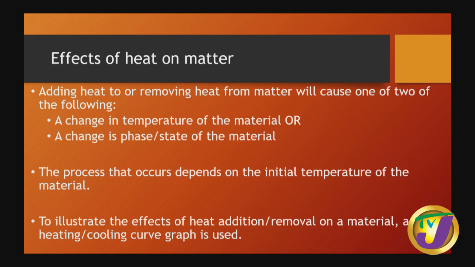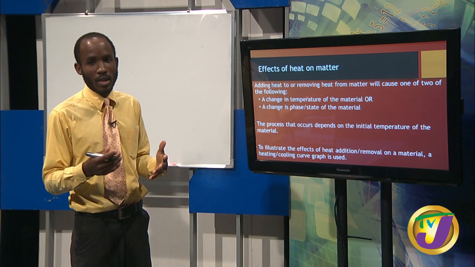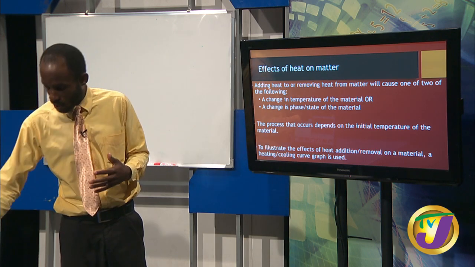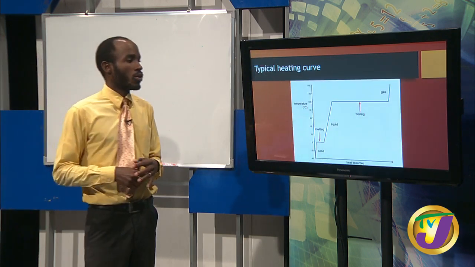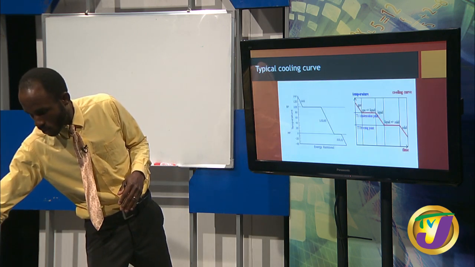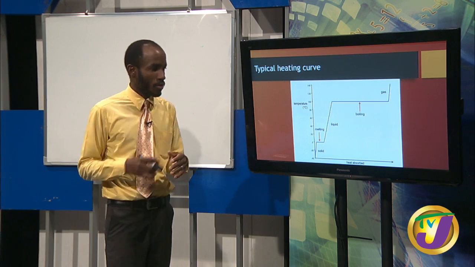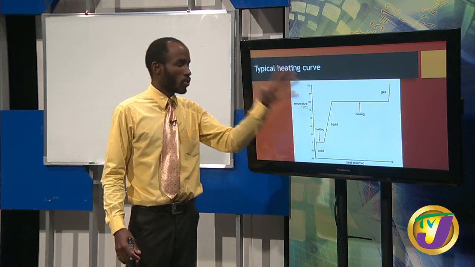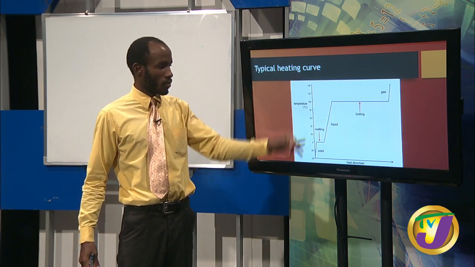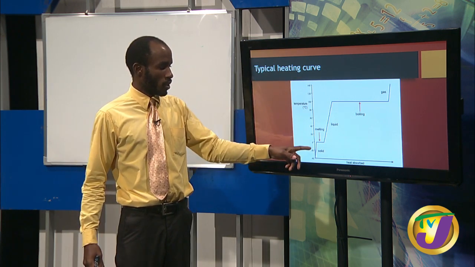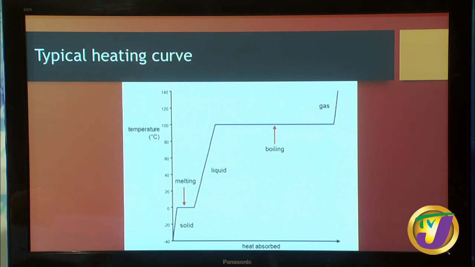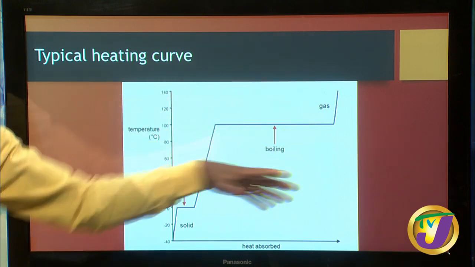Now, the best way to illustrate this effect of heat addition or removal on a material is the heating or cooling curve. Persons of chemistry, you would have heard this before. So here we have a heating curve, and we have next a cooling curve. So let me just explain this heating curve a bit. This shows what typically happens for pure water. If you look at the temperature axis, the vertical, we have -40, -20, 0, 20, all the way up to as far as 140. Now, this is a typical shape for a pure substance.